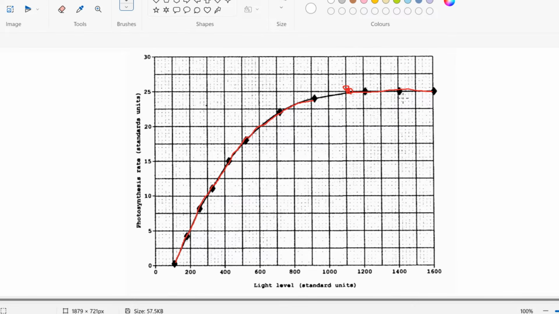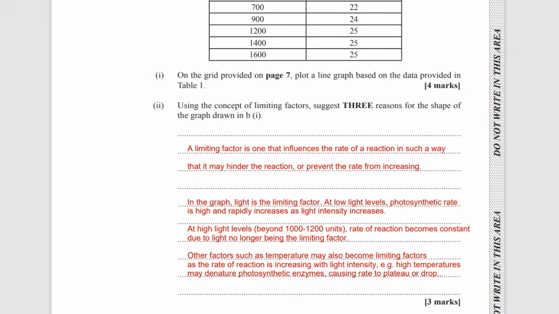And towards the end of the graph as well, maybe at this point here, all the chloroplasts are being stimulated. You can't stimulate any more, right? So you can't really increase the rate of photosynthesis anymore past that point. So at high light levels, the rate of reaction becomes constant due to light no longer being the limiting factor. And other factors such as temperature may also become limiting factors as the rate of reaction is increasing.